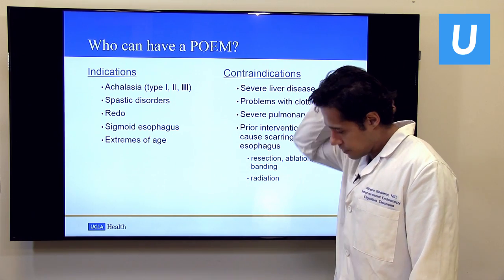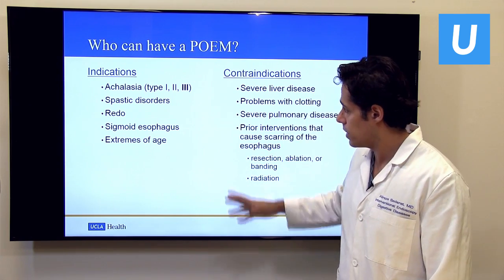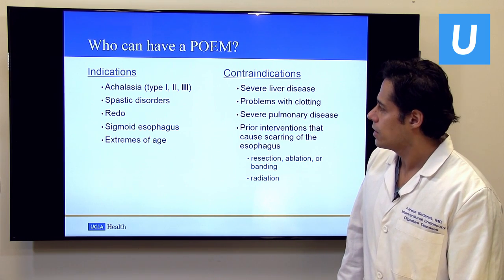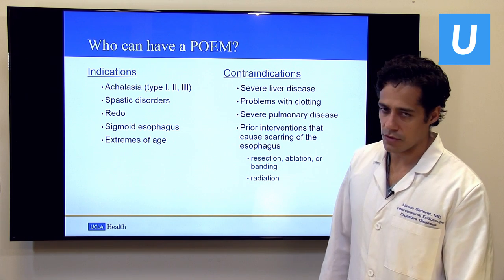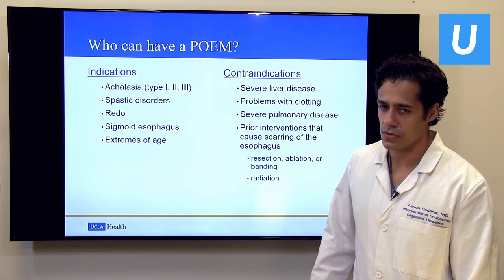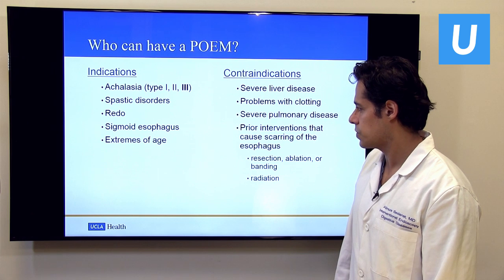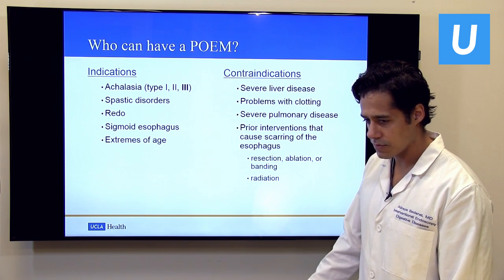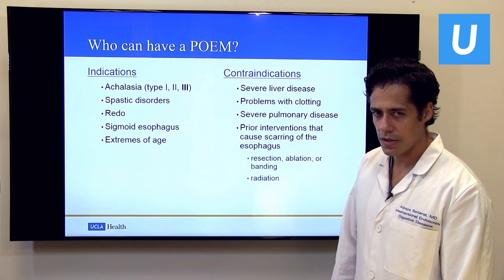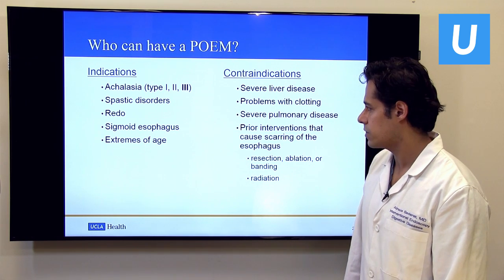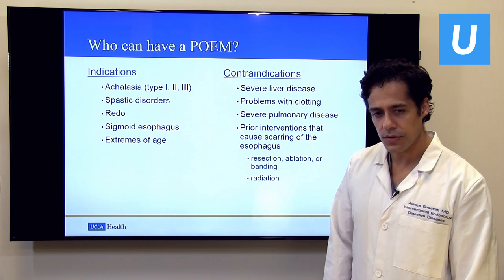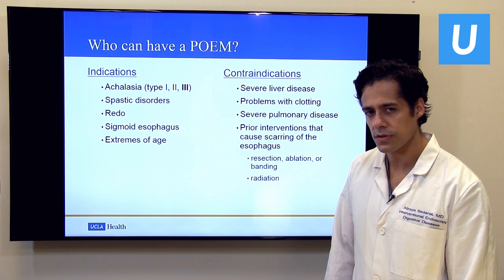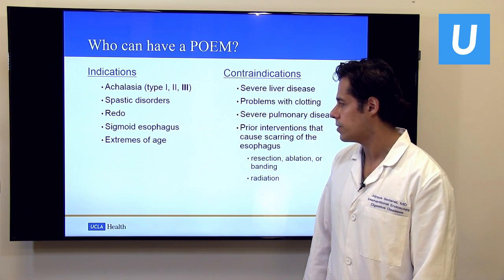So who can have a POEM? Basically, POEM is designed for achalasia, and so anyone that has achalasia of the different types, especially type 3, is appropriate. There are expanded indications, if you like, for patients that have non-achalasia spastic disorders of the esophagus, and those patients sometimes are a little bit more difficult to manage. So people with esophageal spasm, nutcracker, jackhammer, those patients may potentially be candidates for POEM. POEM is doable after previous surgery. So if you had a Heller myotomy years ago, but you have recurrent symptoms, which happens in a small minority of patients, we can still do a POEM.